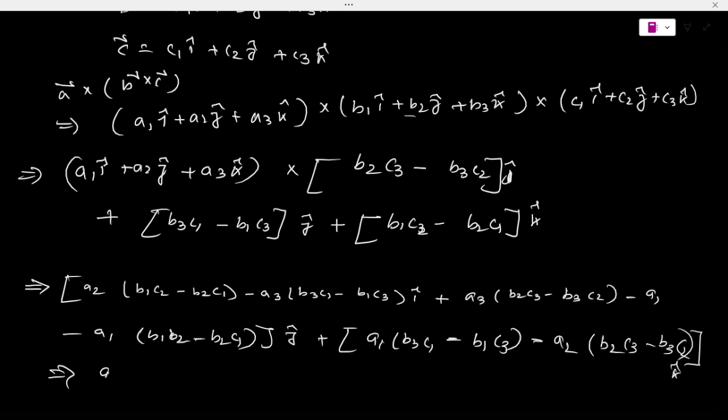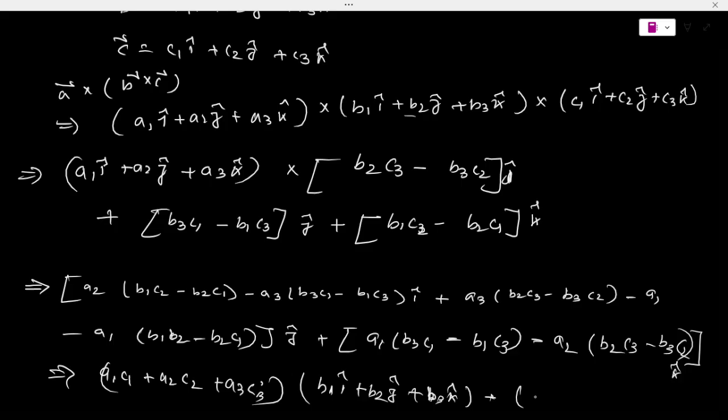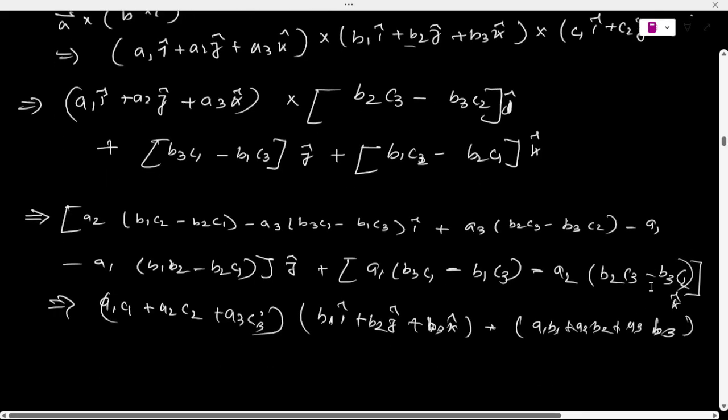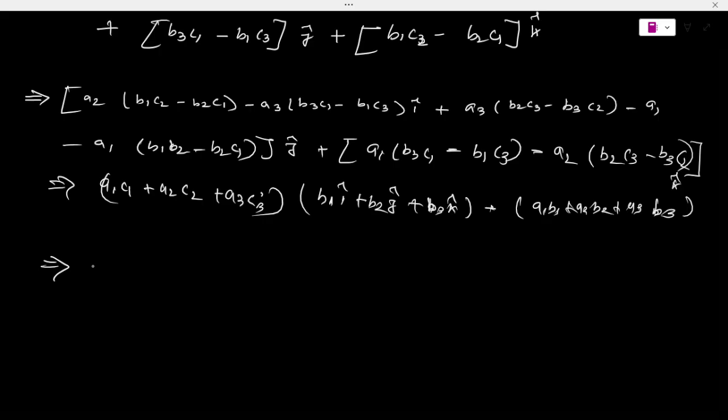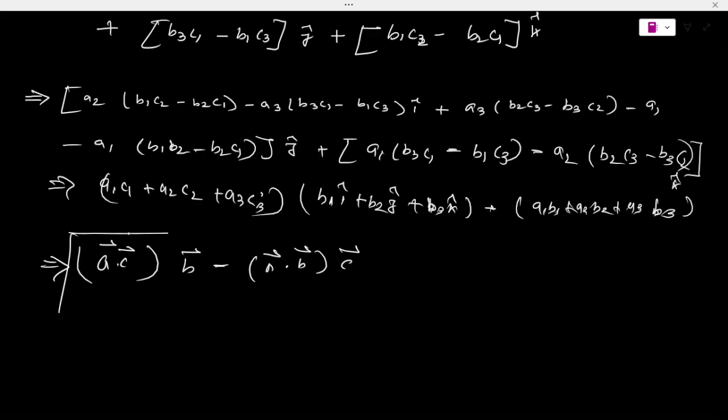After that, the result will be a1 c1 plus a2 c2 plus a3 c3, into b1 i plus b2 j plus b3 k cap, minus a1 b1 plus a2 b2 plus a3 b3 into c vector. So it is equal to a dot c vector into b vector minus a vector dot b vector into c vector. This will be the ultimate answer.